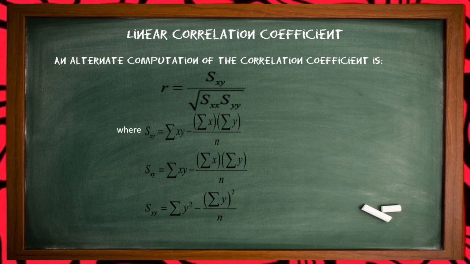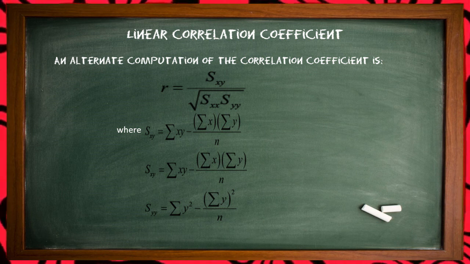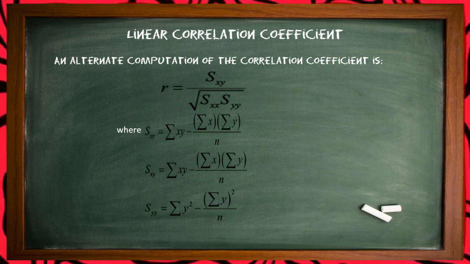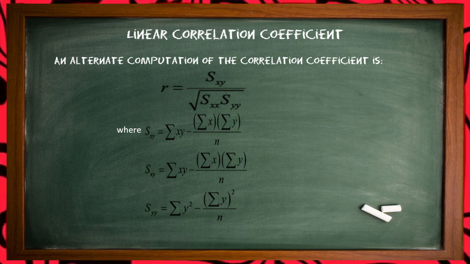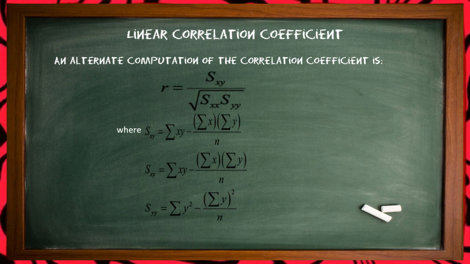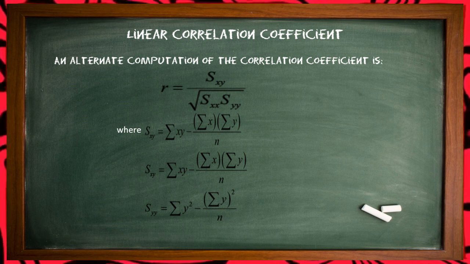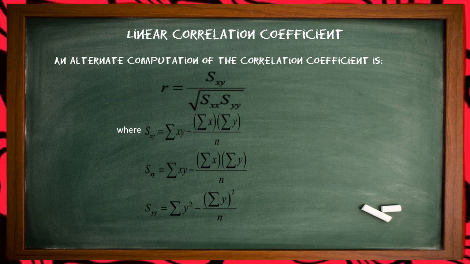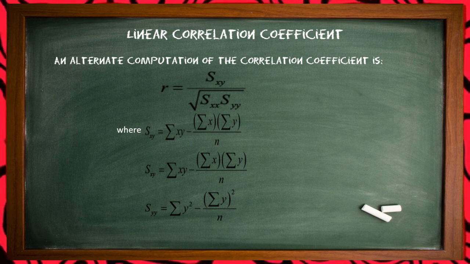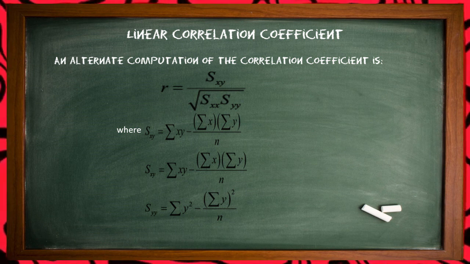An alternative computation of the correlation coefficient is also shown. The linear correlation coefficient is also referred to as Pearson's product-moment correlation coefficient in honor of Karl Pearson, who originally developed it. This statistic numerically describes how strong the straight line or linear relationship is between the two variables and the direction, positive or negative.